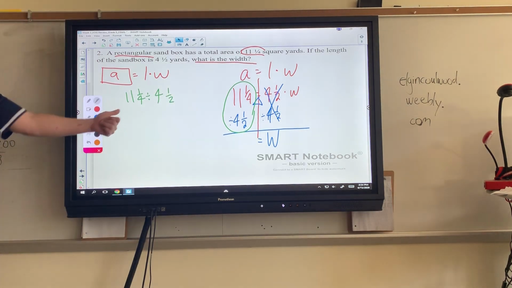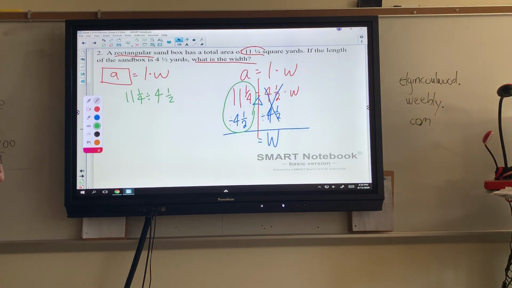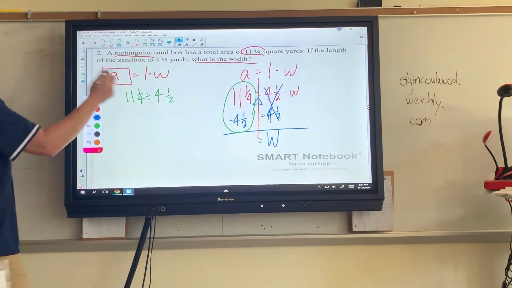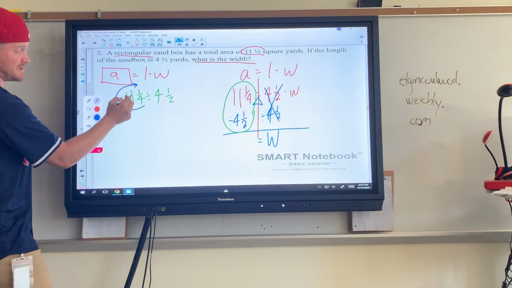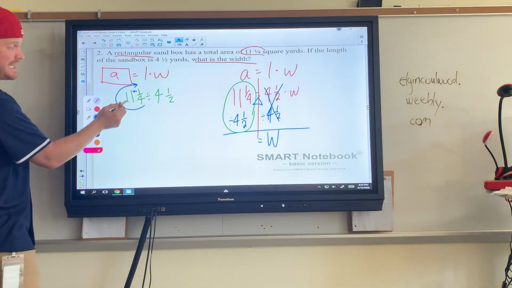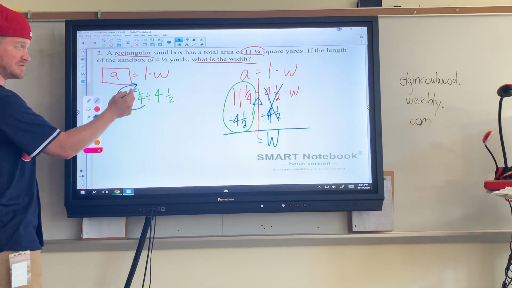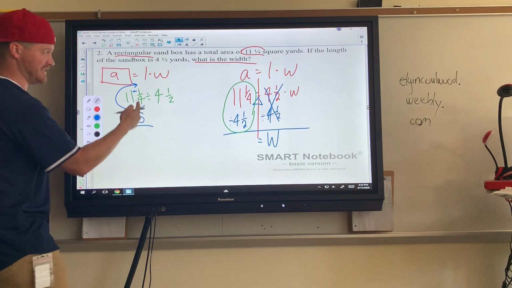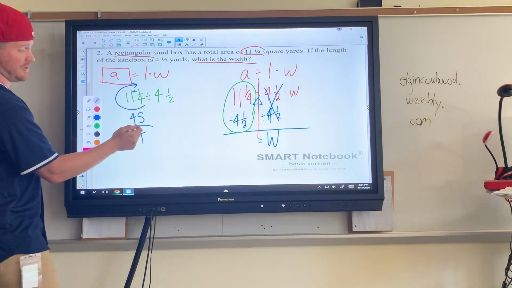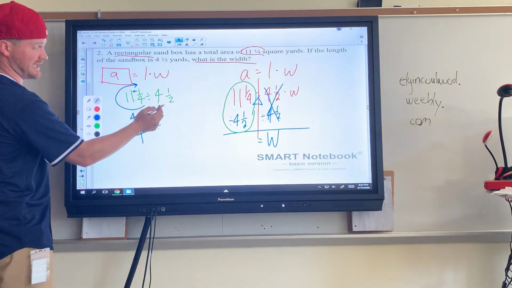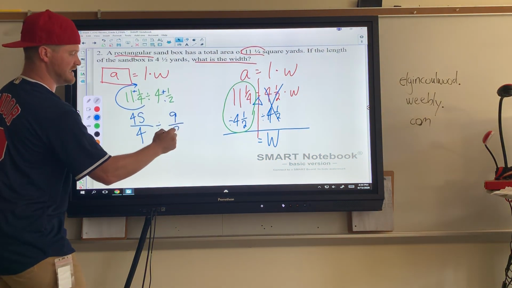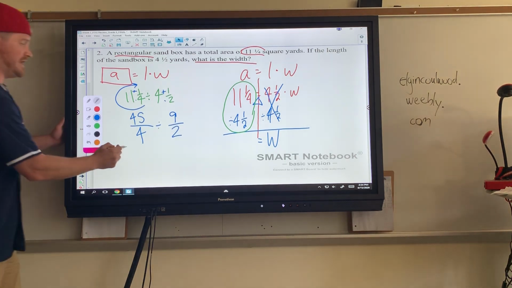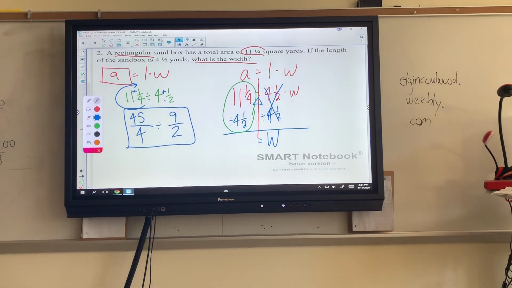Now, this is kind of tricky to do if you don't have a calculator, and this is going to be on the calculator inactive stuff. So we're going to have to turn this stuff into improper fractions. Remember, we do so in the clockwise manner. Denominator times the whole number plus the numerator, so it's 4 times 11, which is 44, plus 1, which is 45, and the denominator stays the same, so this is 45 over 4, divided by 2 times 4 plus 1. 2 times 4 is 8, plus 1 is 9. The 2 stays the same. So now we have 45/4 divided by 9/2.